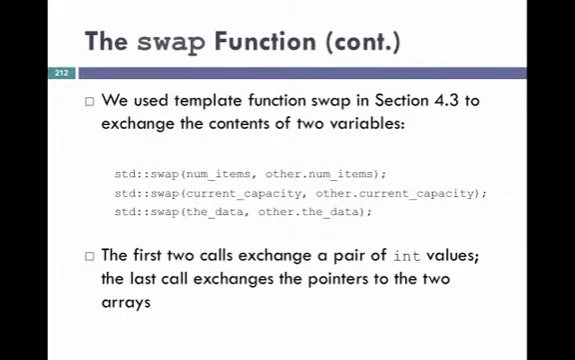Now, we use the template function swap in 4.3 to exchange the contents of two variables. And here's some example in this standard swap, swapping num items or the current capacity or the data. The first two calls exchange a pair of ints. The last call exchanges the pointers to the two arrays.